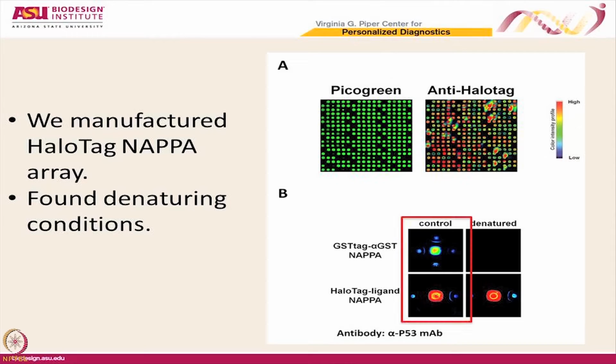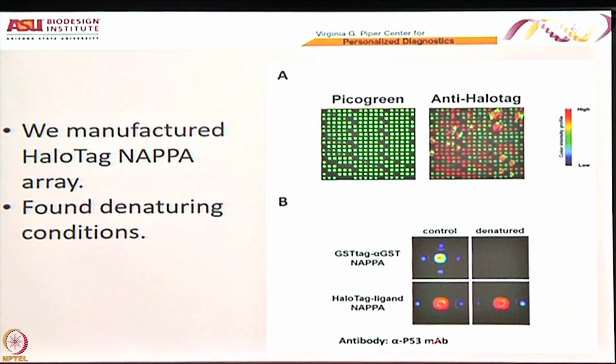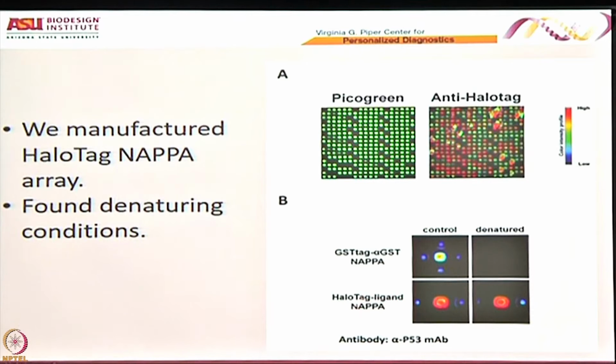the GST tag, this is the protein array under standard conditions. This is the protein array under denatured conditions. When I say denatured, I mean we treated it at 55 degrees Celsius with SDS. So that's a pretty harsh treatment. And you can see that the GST antibody only binds to folded NAPPA. It does not bind to denatured NAPPA, but this particular anti-p53 antibody could bind both formats because we knew this antibody here binds to a linear epitope.